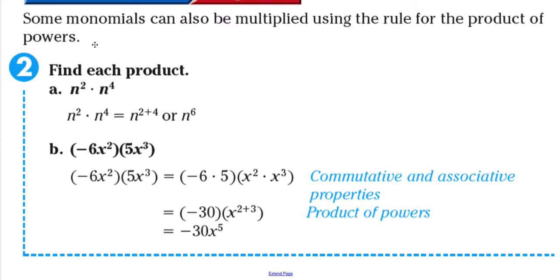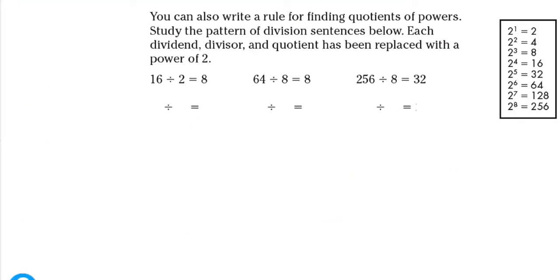Let's take a look at the next rule. Before we do this, let's analyze this. You can also write a rule for finding quotients of powers. Study the pattern of division sentences below. Each dividend, divisor, and quotient has been replaced with the power of 2. So that's your dividend, that's your divisor, and that's your quotient.